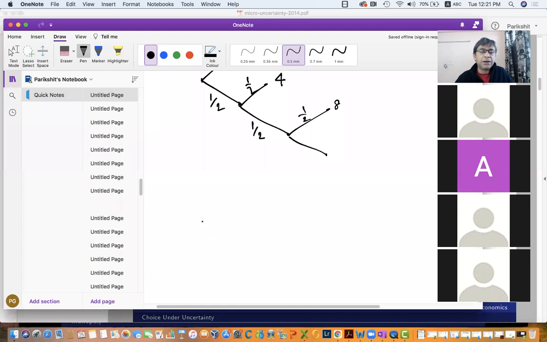So what is the lottery then? If I depict it in terms of a tree, with probability half, you're going to get 2. With probability half, it's tails the first time. And then there will be a second coin toss. If that one is heads, then you win 4. And if the second one is also tails, then you win 0. Then it ends there. So this is our lottery.